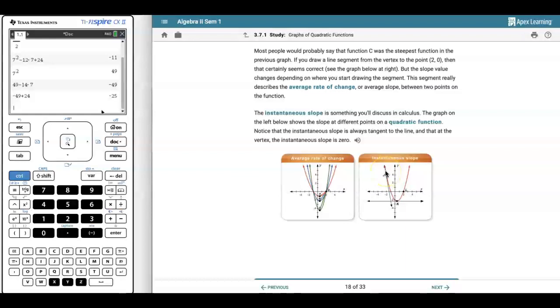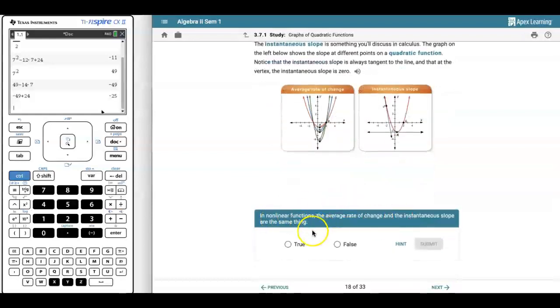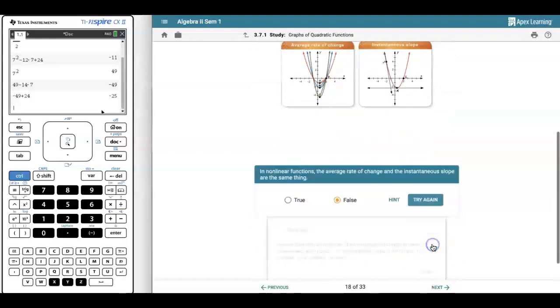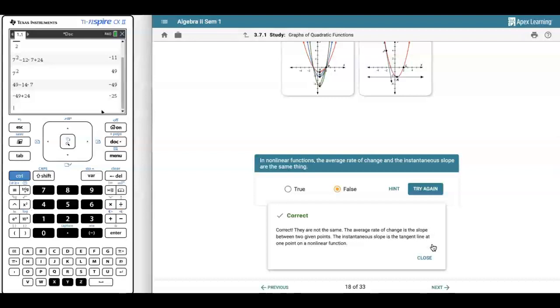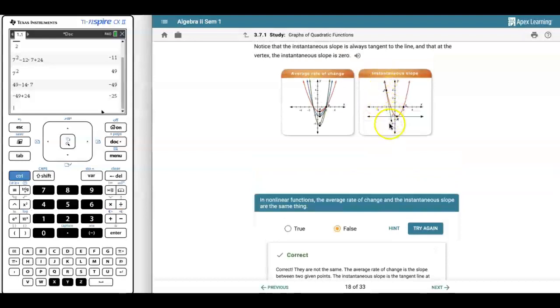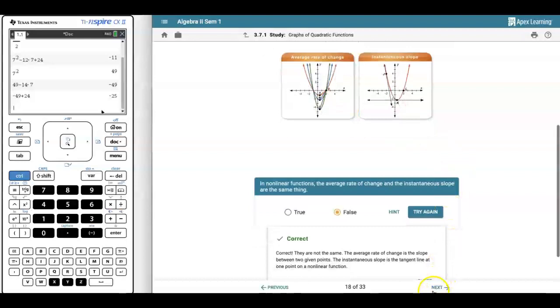So if we look at this first instantaneous slope, that is a really, really steep one. But if I'm looking here, I don't have any steepness to that. So my instantaneous slope for this graph is going to depend on where you are looking specifically. So in nonlinear functions, the average rate of change and the instantaneous slope are the same thing. That is false. They are not the same thing. The average rate of change is the average across the entire graph, versus instantaneous. Like I said, right here would be very steep, but right here would be non-existent.